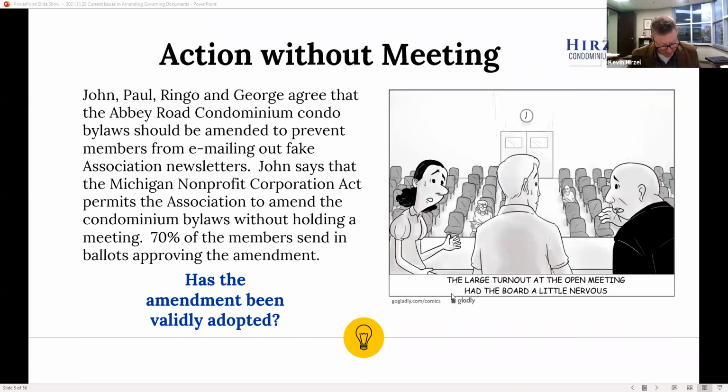There are a couple of different portions of the Articles of Incorporation that are significant, and you might not recognize their significance. So I tried to give a couple of different examples of situations where they would be relevant and how they might affect what you can do. And this example here. So we had this fictitious set of characters in Abbey Road condominium, John, Paul, Ringo, and George. And this deals with how a corporation does business.